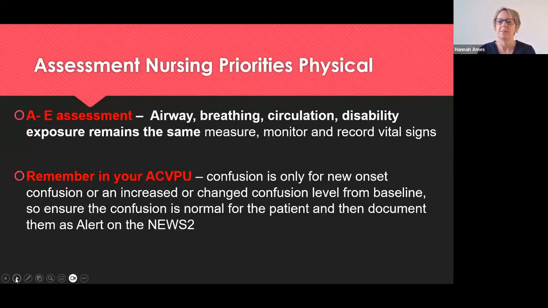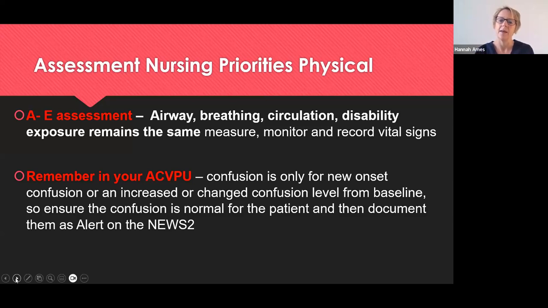So what would be your assessment nursing priorities? On the physical side, like I said, you're going to do your A2 assessment exactly the same. Airway, breathing, circulation, disability and exposure all remains the same. You're going to do your monitoring and recording of the vital signs within that. And if you're struggling with your A2 assessment, go and look at my specific video on A2 assessment.